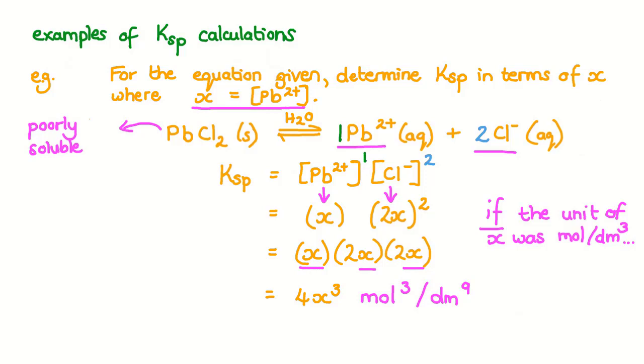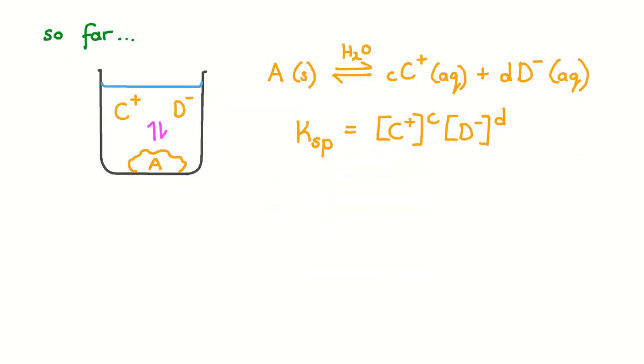So remember in KSP calculations to always write out the units so that you get the correct unit at the end. So far, this is what we have learnt. When an ionic solid A dissolves sparingly in aqueous solution to form positive and negative ions, C+ and D-, this is the corresponding KSP expression. And I removed the positive and negative signs because this is just a general equation and a general KSP expression.